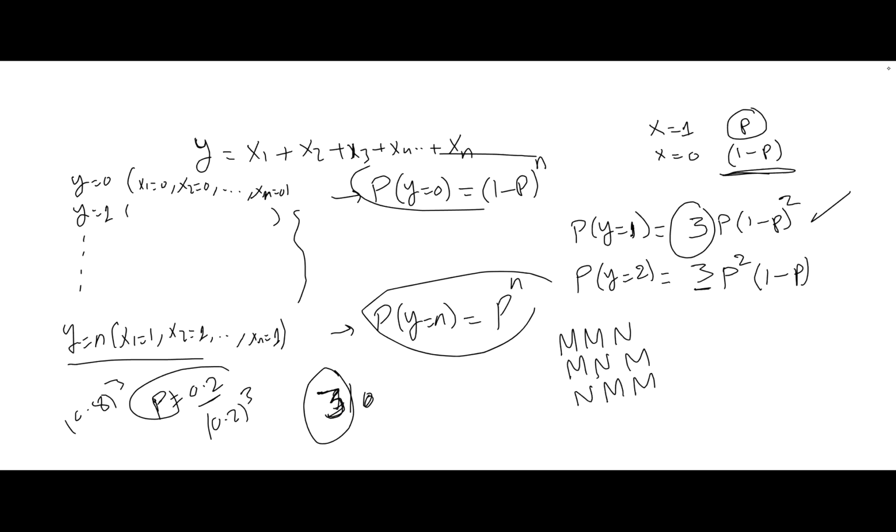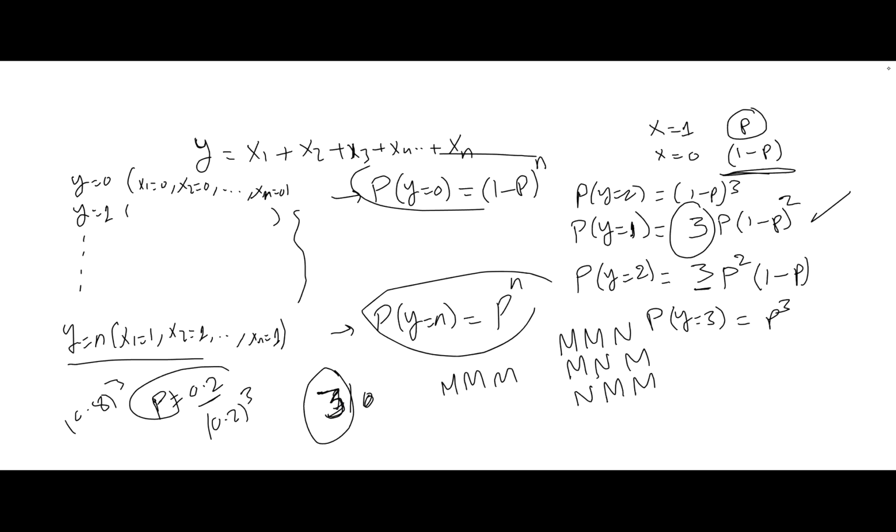Okay. And finally, the probability that y equals 3, as we said, will be only one case, M, M, M. In this case it will be P to the power 3, as we said. And the probability that y equals 0 will be 1 minus P to the power of 3. So here we have all the cases described. Okay. So for 3 cases it is easy.